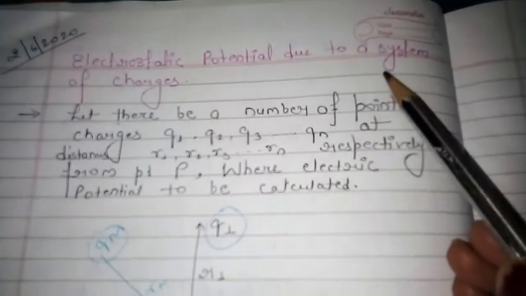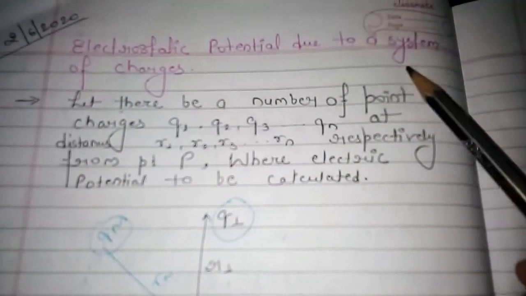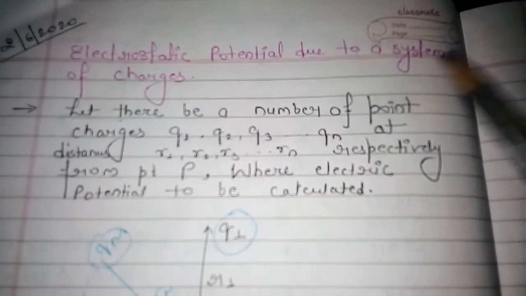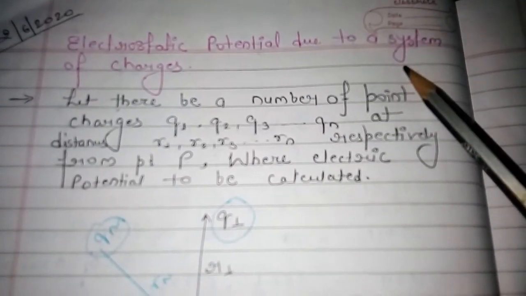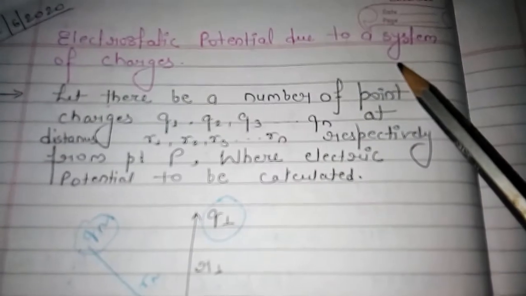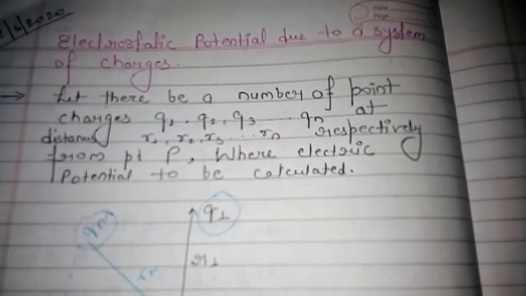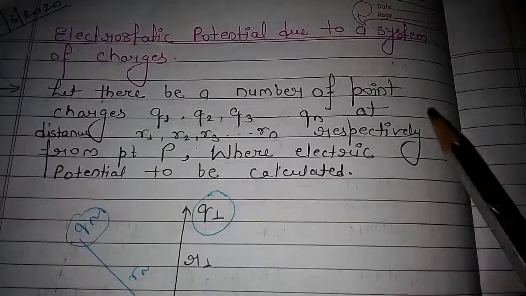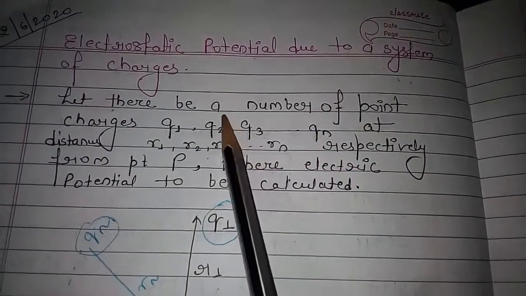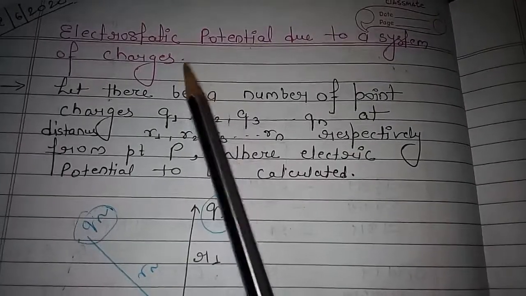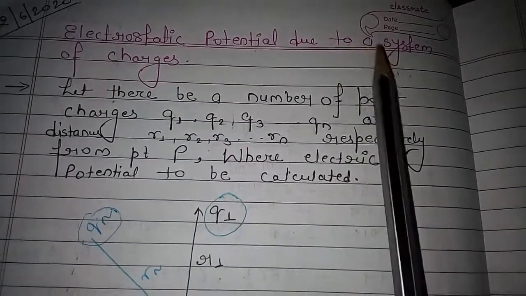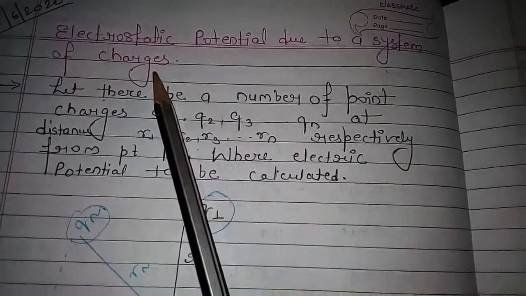Hello students, so this is our new topic and this topic is from class 12th. Chapter 2, electrostatic potential and capacitance. See what is the heading of your topic. The topic is electrostatic potential due to a system of charges. We will see how much electrostatic potential is generated if a system of charges is here.